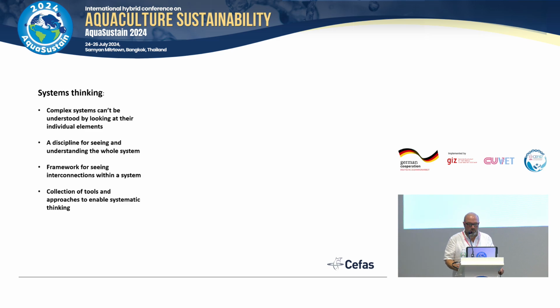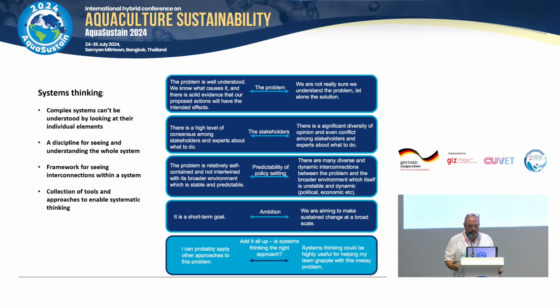So maybe we're already a few steps ahead, but actually some of the tools and frameworks around systems approaches are quite helpful. So systems, here are some explanations of what systems are. They can't be understood by looking at their individual elements. So you need to look at the whole, greater than the sum of the parts, and a collection of tools are available. And this is just an example of one of the graphics around those tools that I've found, where you ask questions of yourself about the problem.